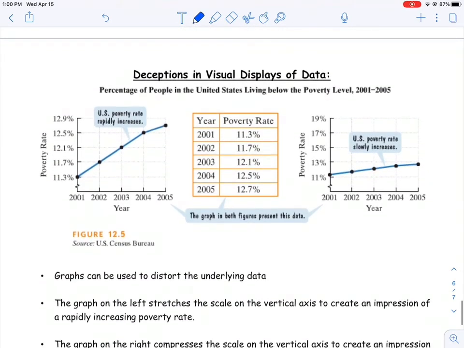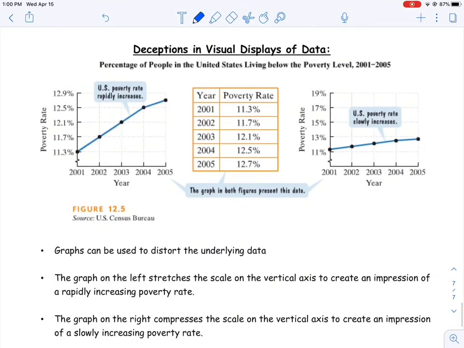Okay? All right, the last little thing we're going to talk about is deceptions in displays of data. You have to be really careful sometimes when you are given displays of data, because sometimes they can be deceiving. If you look at the chart in the middle, this chart is talking about the different years from 2001 to 2005 and the poverty rate, right? People that are poor. It started off at 11.3 and it very slowly went up and got up to 12.7. Now, yes, it is increasing, but if you look at those numbers, it is not increasing drastically.